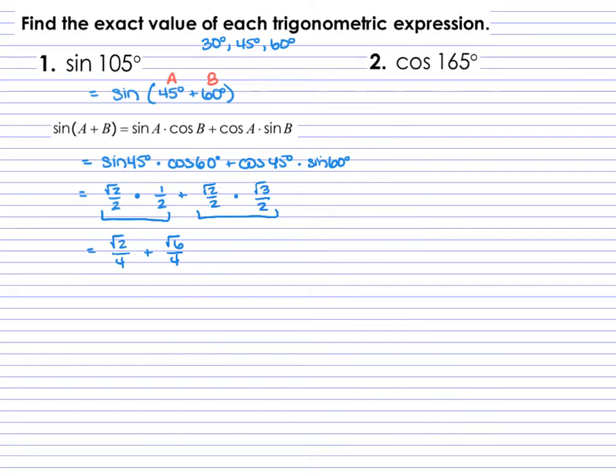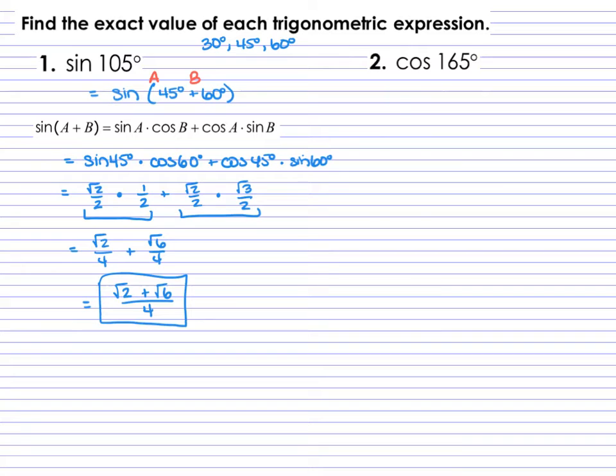Now, these two fractions have common denominators, so I can add them together, but the square root of 2 and the square root of 6 are not like terms, so I can't actually put them together. I'm just going to write them together in the fraction. So this whole thing is actually equal to the square root of 2 plus the square root of 6 all over 4. And that's going to be my final answer for the sine of 105.